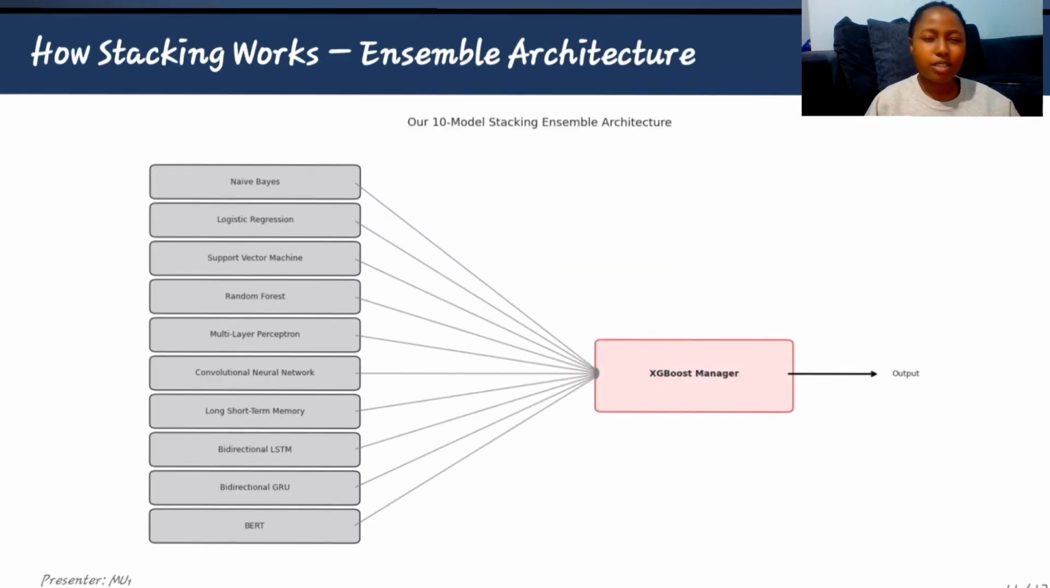So why did we train 10 models? It's because no single model is perfect, but together they are powerful. So we use stacking, where all the 10 models make predictions, and those predictions become the input to the XGBoost meta learner, which learns how these models work and which one to trust. So think of it as 10 experts voting, and XGBoost is the judge who decides whose opinion matters most. So all this ensemble, all this stack drives our final sentiment output.